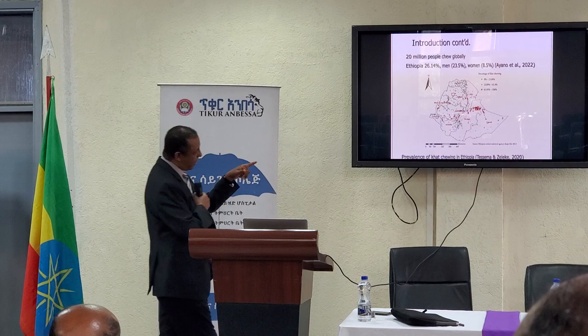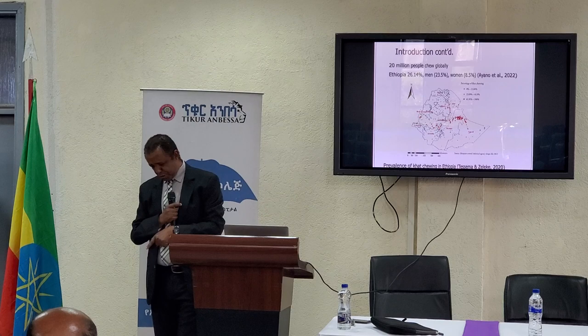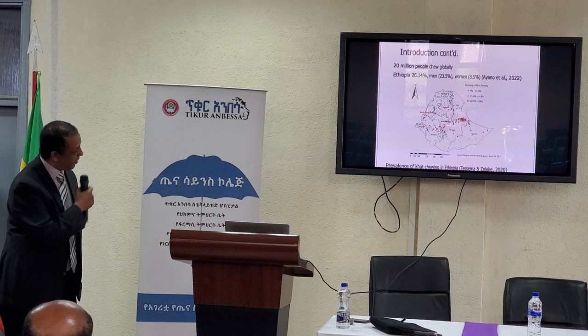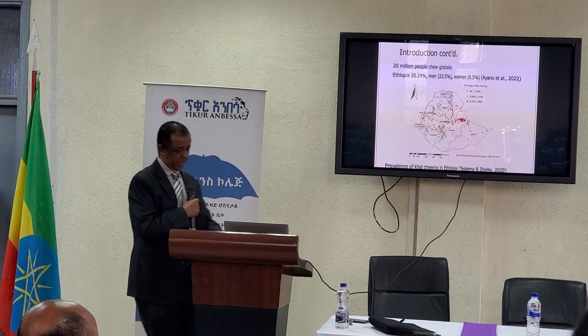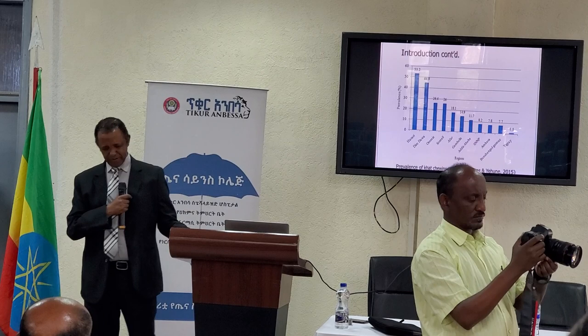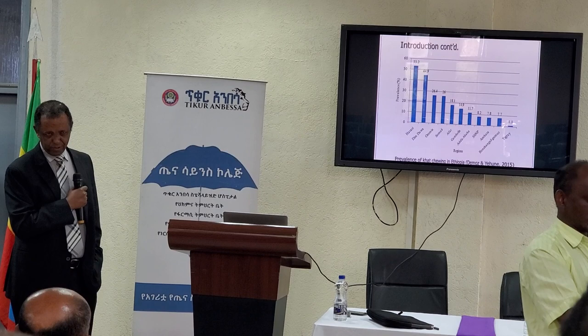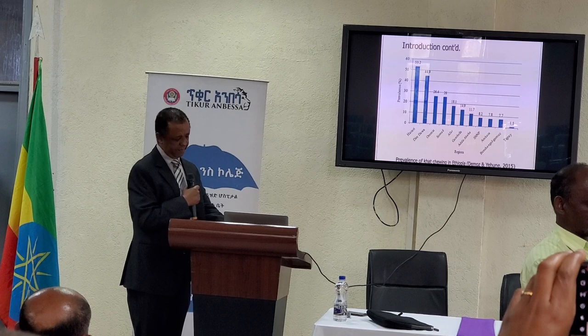So this map is a spatial distribution and analysis of khat chewing throughout the country. Virtually, khat is chewed in every region of the country. The red ones are hot spots where khat is mainly chewed. Although this is a little bit older data, you can see that khat is highly chewed in the Harari region, and the prevalence is very low in the Tigray region, 1.1%. Otherwise, khat is chewed throughout the country.